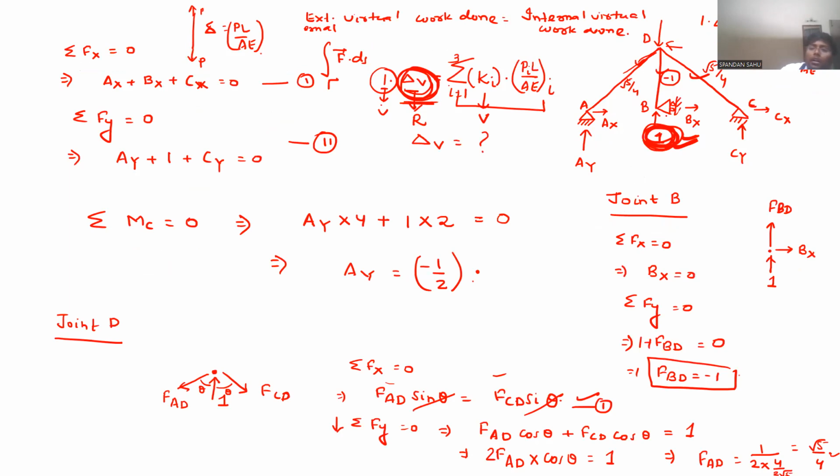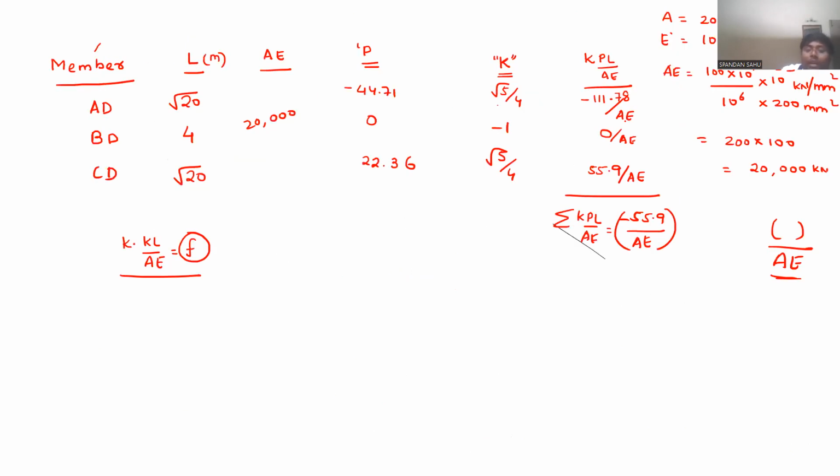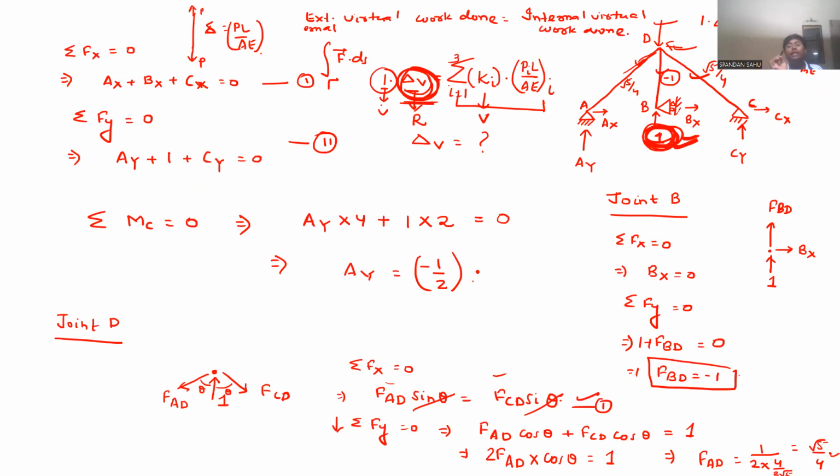Now, remove all those external forces. This K into KL by AE gives us, check, flexibility. Flexibility means when you are applying 1 unit load, what is the corresponding displacement at that joint? So if this is a P joint, FBA, which is flexibility, or FAA only now, it gives displacement at A due to unit load applied at joint A.